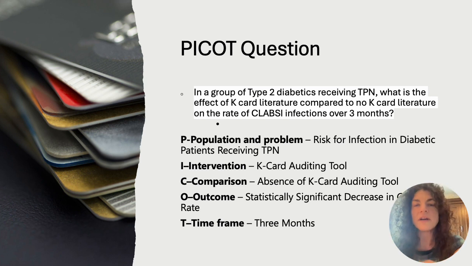So this K-card has a checklist of different things that you're supposed to do. You've got to scrub the hub. There's a little box there for you to check that off. You're supposed to change the central line dressing every 7 days, or if it appears soiled, you're supposed to keep a cap on these things.